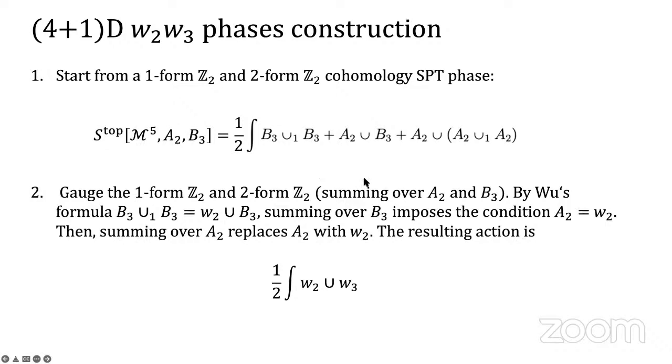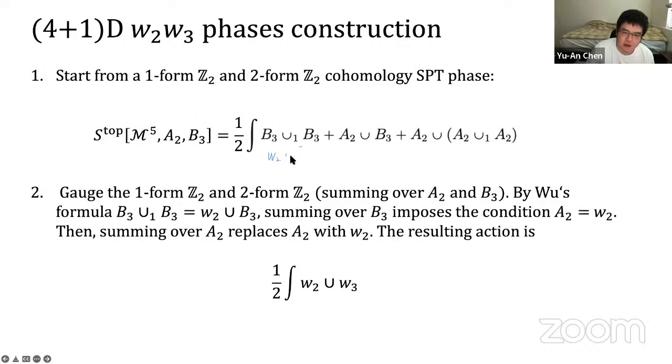Remind us, how do you impose W2 equal to A2? It's an equation of motion. So let me write it down, sorry. W2 cup B3, and this is the A2 cup B3. So when we sum over, the total term is A2 plus W2 cup B3. And when we integrate out B3, this is just some Lagrange multiplier. The Lagrange multiplier enforces the first piece to be zero, otherwise it is canceled out. And this equals zero, which means A2 equals W2.